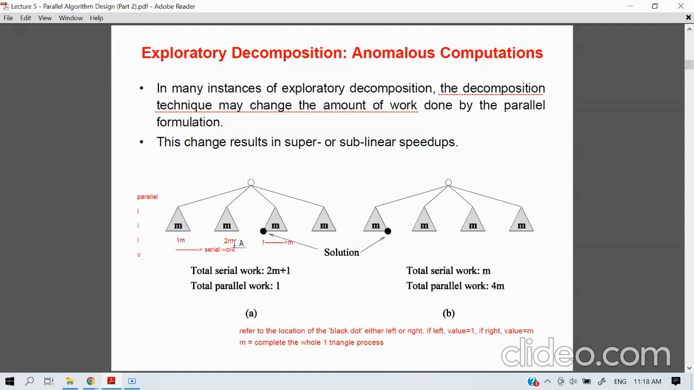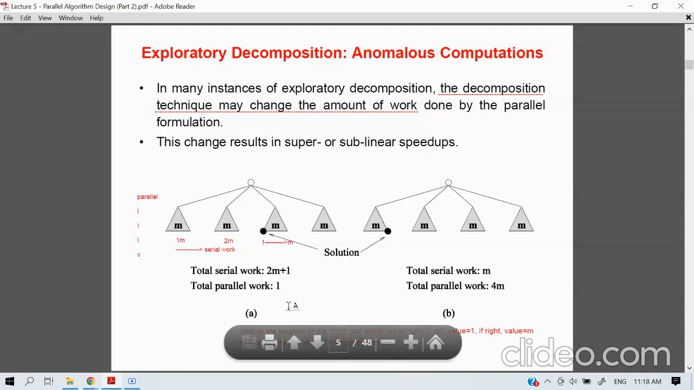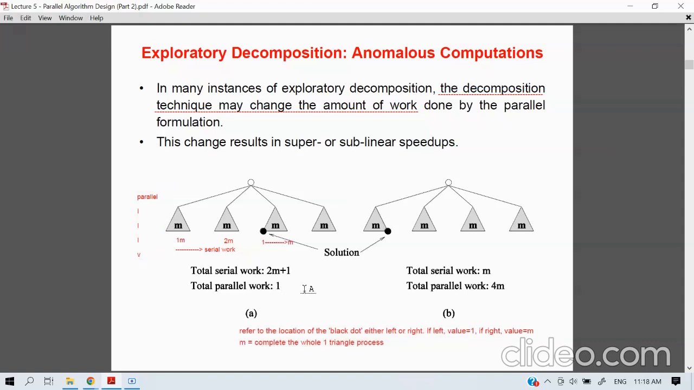So why is it 1 and 2? Because this is triangle number 1 and this one is triangle number 2, this one is triangle number 3 and triangle number 4. So that's why the total serial work for this diagram is 2M, then 1. Why is it 1? Because the circle is located at the left side. How much is the total parallel work in this diagram? It is equal to 1. Okay, do you understand this problem?